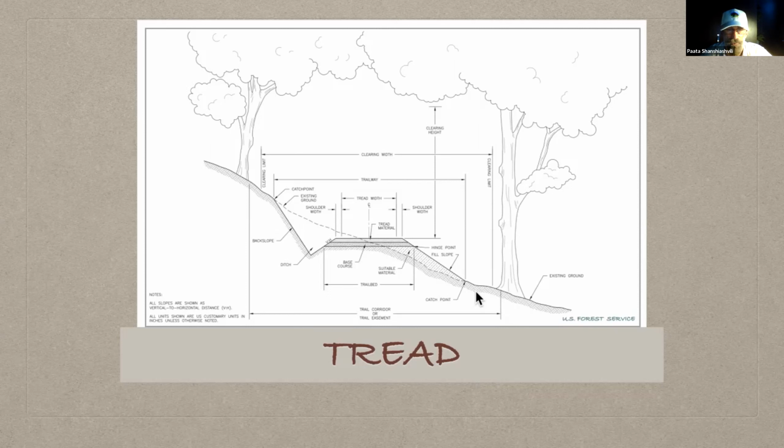Larry? Okay, I'm going to go back to here, and you can see this is a bench. This trail has no drainage over here, but this is all built up because the slope ran kind of like this, and then they built this bench. So this is all fill material to create the bench for the trail.